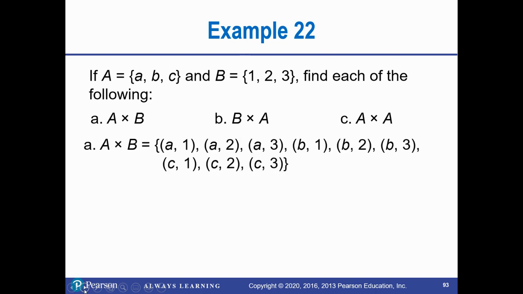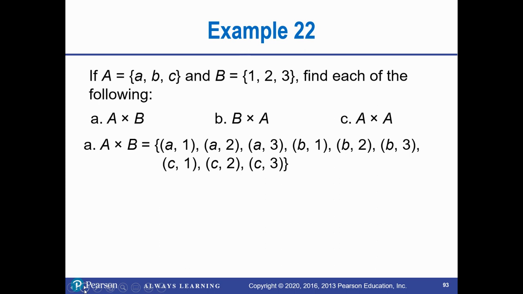For A cross B, notice all the possibilities. We have the letter A being paired with the numbers 1, 2, and 3, and then the letter B being paired with the numbers 1, 2, and 3, and finally the letter C being paired with the numbers 1, 2, and 3. So as you build your cross product, doing so in a systematic way will ensure that you have all of your pairings correct, that you don't skip one, and that you don't repeat one.